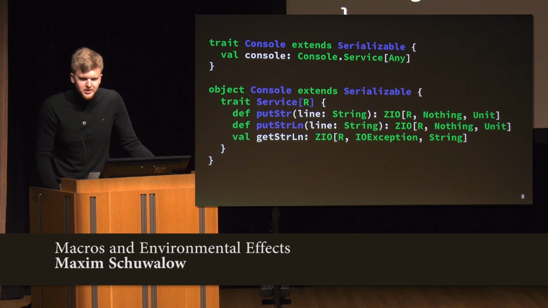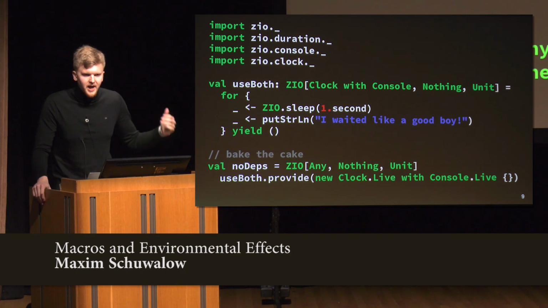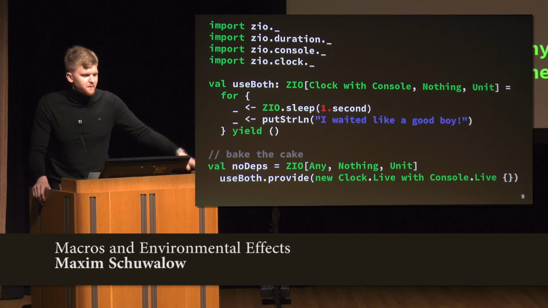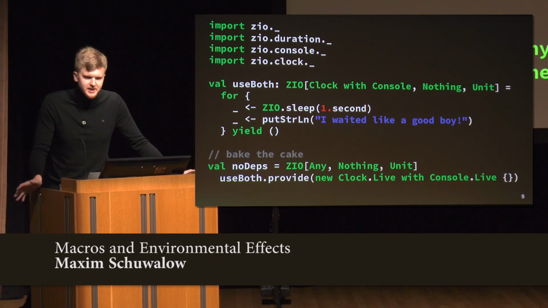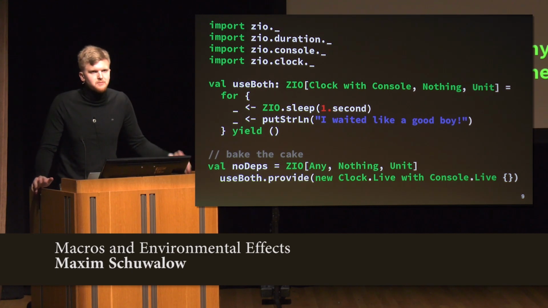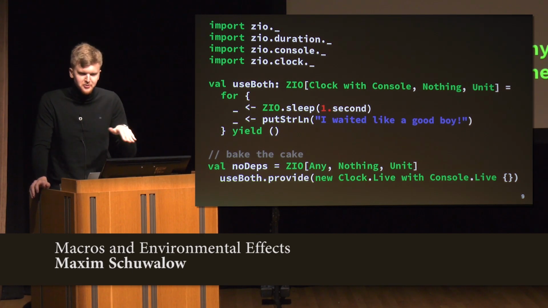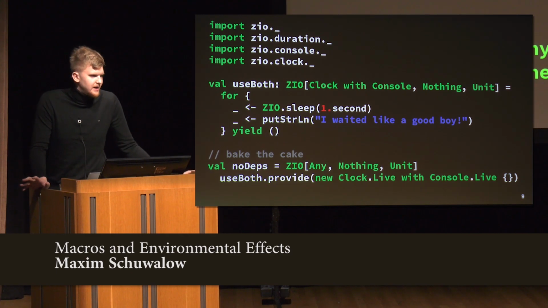The cool thing about encoding them like this is that if you're combining two effects that have different requirements, so for example, sleeping, which requires Clock, and printing to the console, which requires Console, you'll get an effect which requires both Clock and Console. And this is represented using this intersection type or compound type, Clock with Console.